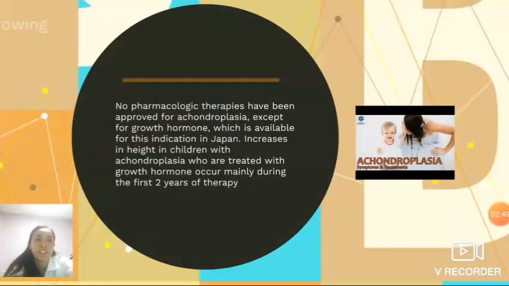No pharmacological therapy has been approved for achondroplasia except for growth hormone, which is available for this indication in Japan. Increases in height in children with achondroplasia who are treated with growth hormone occur mainly during the first 2 years of therapy.